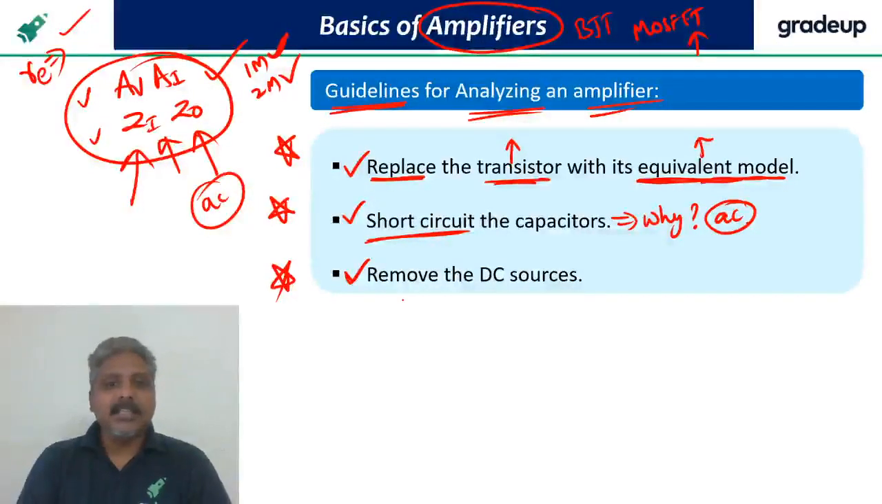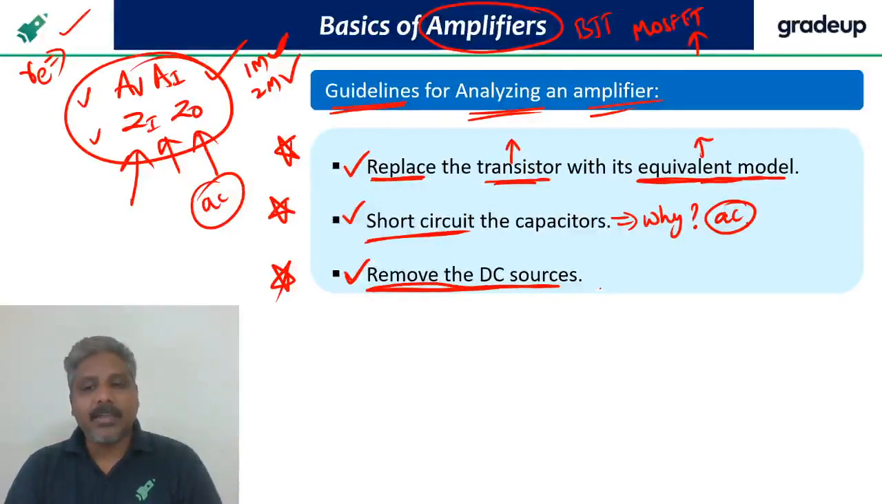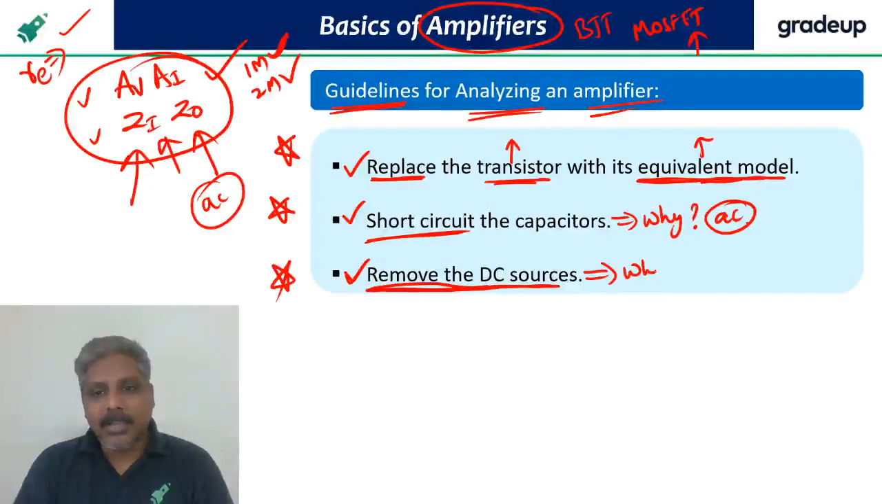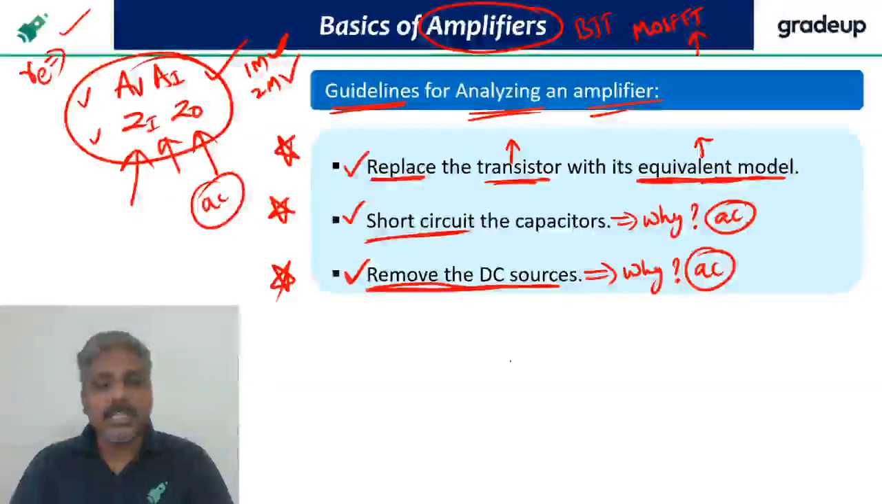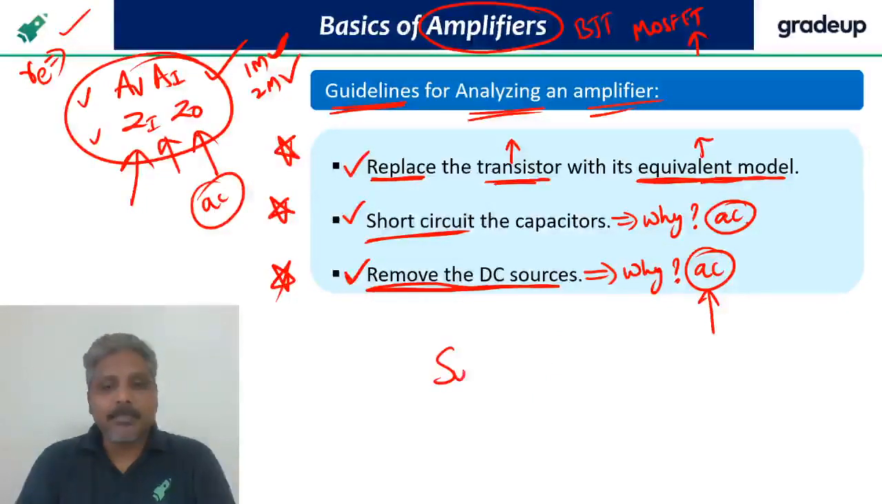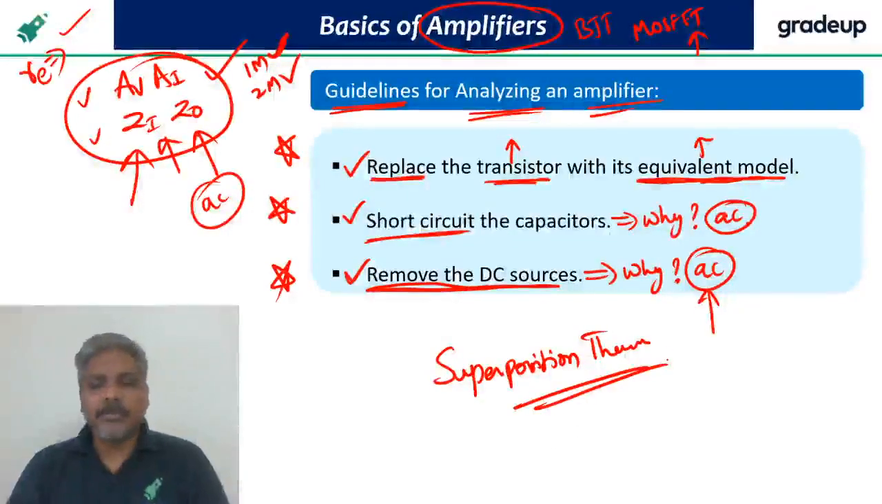The third is to remove the DC sources. If you have any DC sources in the amplifier, you have to remove them. Why? Because I am analyzing for AC. In an amplifier, both AC as well as DC are there. DC is for biasing, AC is for amplification. Then why are you removing this, sir? Simple, guys, I am applying the superposition theorem. What is the superposition theorem? You know, right? If there are two different sources, I can find the response with one source by removing the other, and I can find the response with the other source by removing the first one.